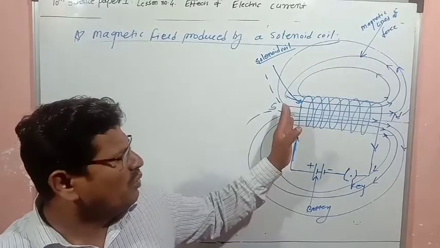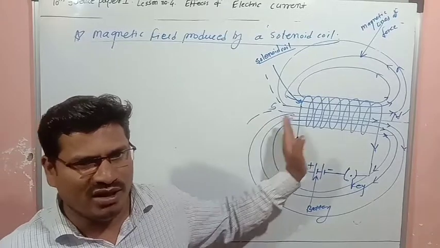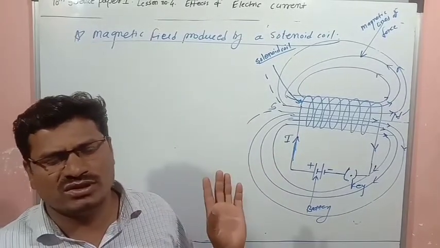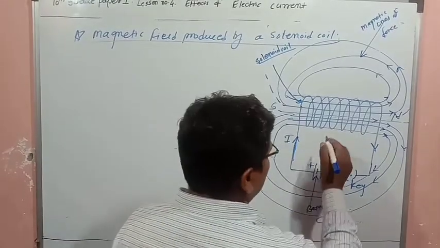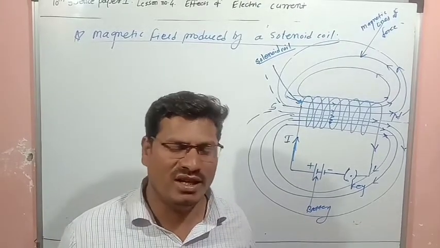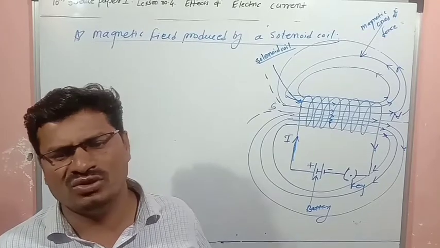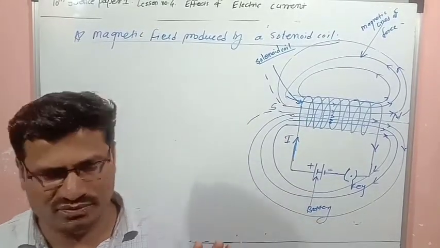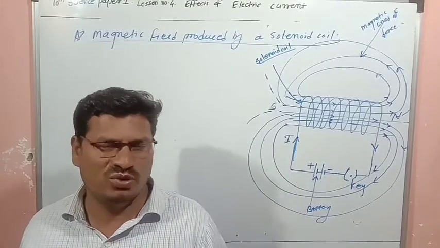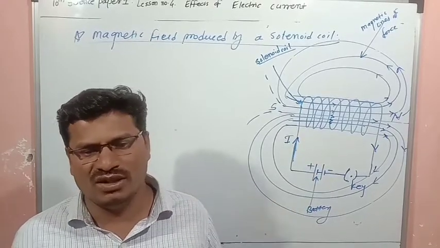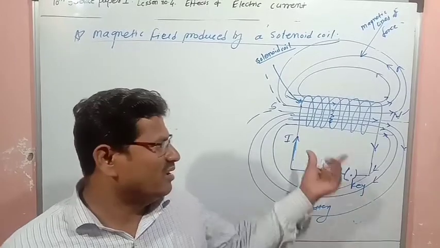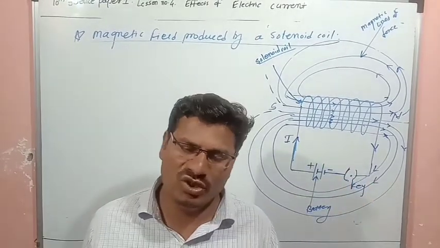Fourth point is that one end of this solenoid coil acts as a magnetic south pole and another end will act as a magnetic north pole. Next point: the magnetic lines of force at the center of the loop, inside the solenoid coil, are parallel to each other. That means they are in the same direction. Sixth point is the intensity of magnetic lines of force at the center or in the loop of the solenoid coil. That intensity is uniform, similar.